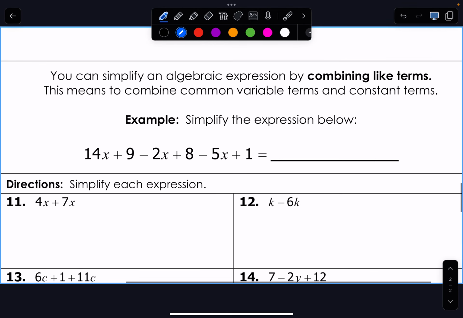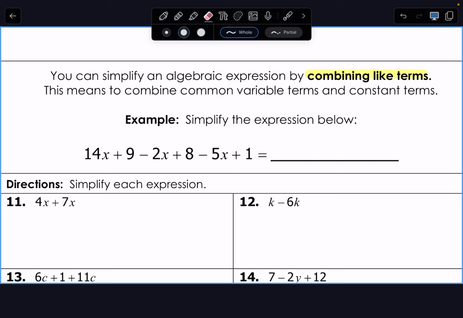So why are we talking about all of this? Our whole goal is to combine like terms. Why are we working on this and not equations? Because next week we're going to have to use this while we're solving an equation. This is more complicated than what we'll see in an equation. We just need to practice before we get there.